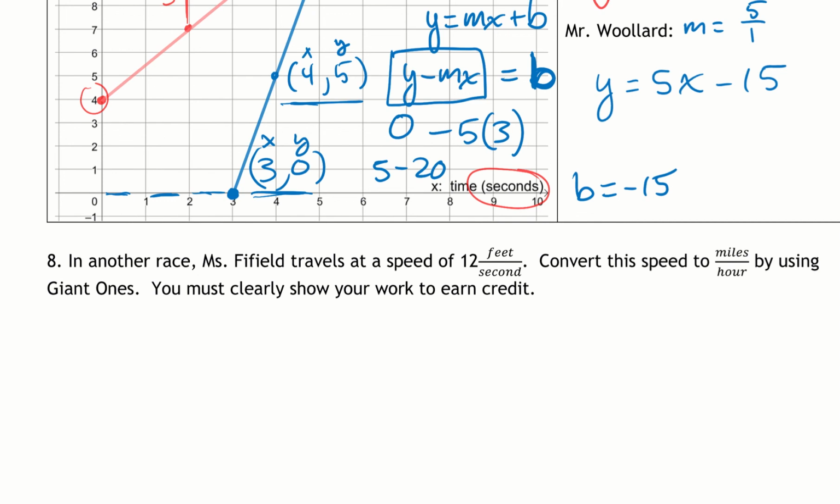So I did have on the board giant ones regarding miles and feet. I think a lot of us know that 5,280 feet is exactly 1 mile, but it's not something that we're required to know.